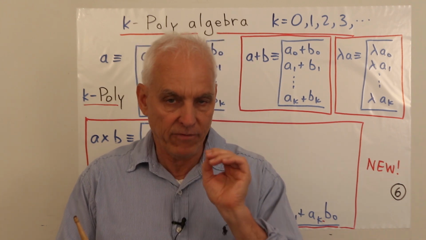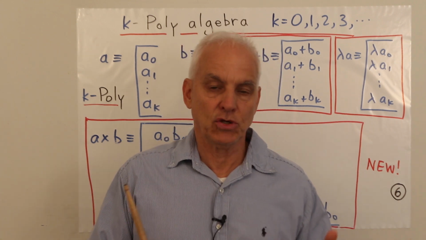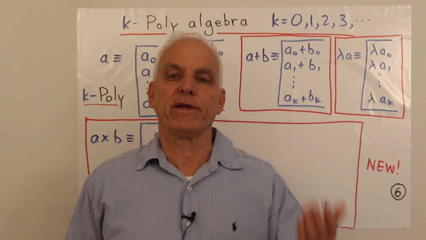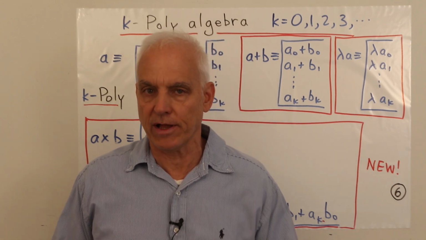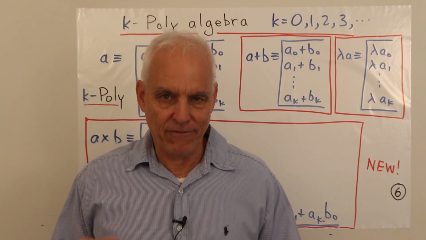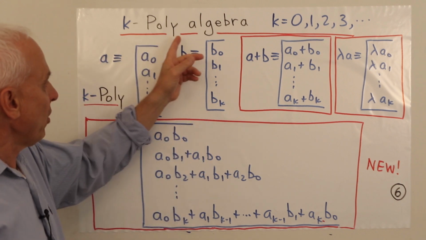Okay, and there's one for every natural number k. And they are very closely connected to the algebra of polynumbers that we've worked with a lot in the Algebraic Calculus 1 course and also in the Algebraic Calculus 2 course. But they are different. Okay, so what's the definition of the K-poly algebra?